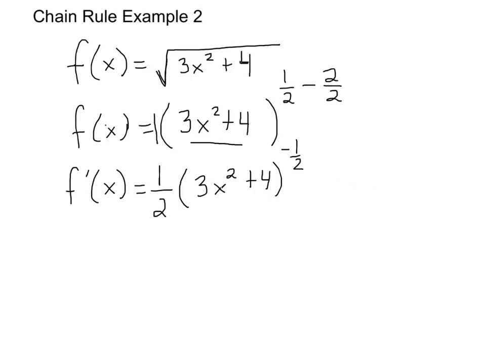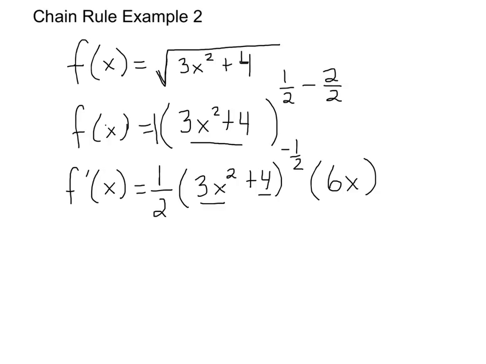And so as I look right here at 3x squared plus 4, if I want to find the derivative of that, well, the derivative of 4 is a constant. It's 0. And so really all I'm deriving is 3x squared. So the derivative of 3x squared is 6x. And so now I'm done. This is the derivative of the original function.